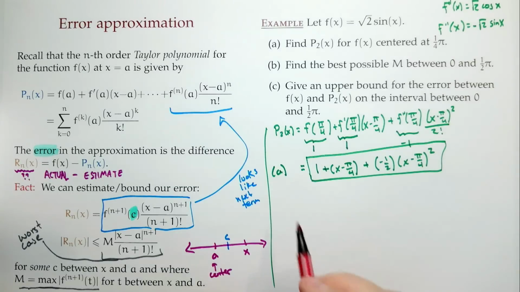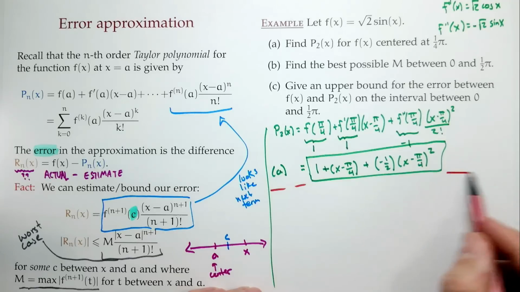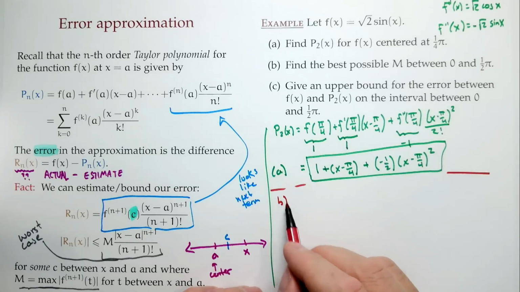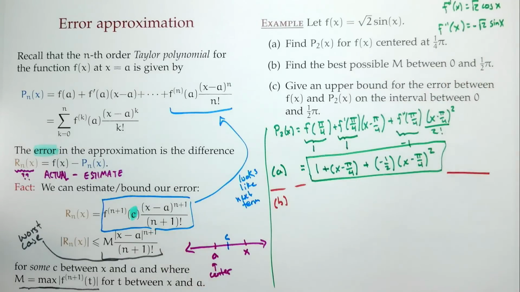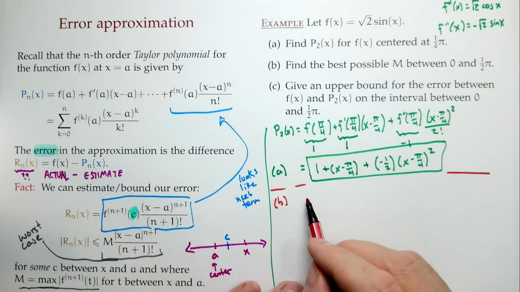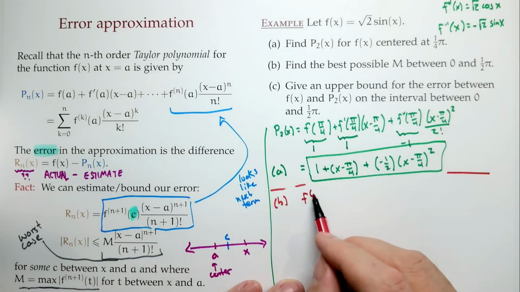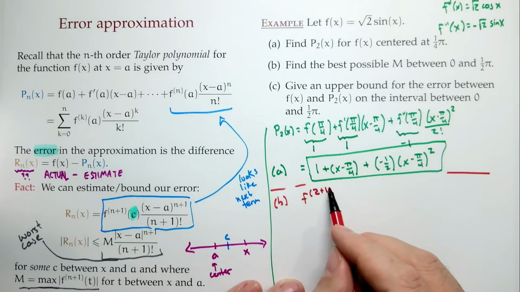So, next question. For part B, what's the best possible M between 0 and pi halves? So let's think about what M is. So for M, we come over here. That's this M right here. And what you look at is the 2 plus 1th derivative.